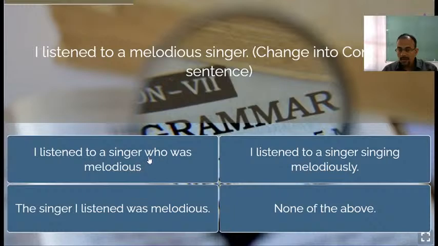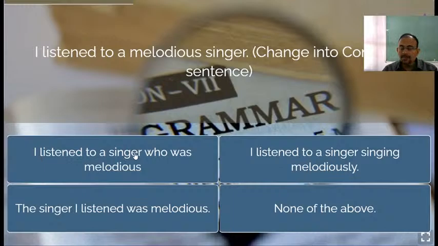Therefore who was melodious is the subordinate clause part, and I listen to a singer itself is making sense, itself is independent, not depending on any part of the sentence. Even if you do not add who was melodious, it is making sense. I listen to a singer. Therefore, that part of a sentence which is independent in nature, does not depend on any other part of the sentence, is called the principal clause.